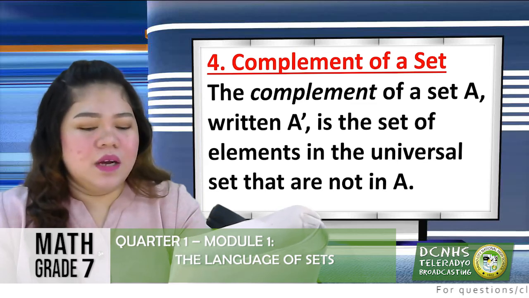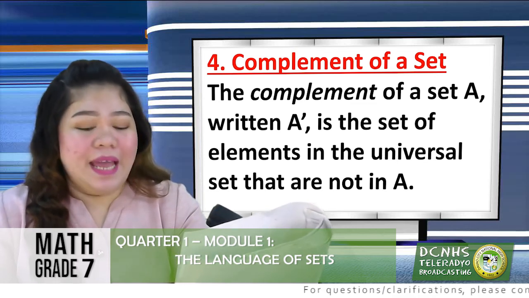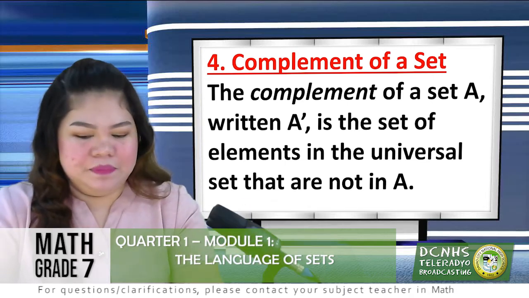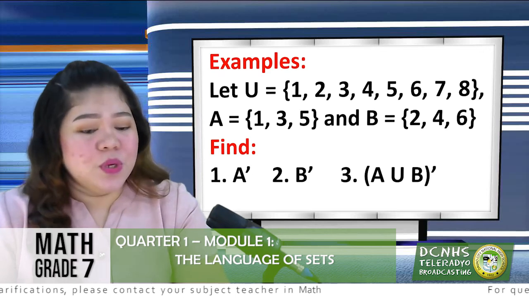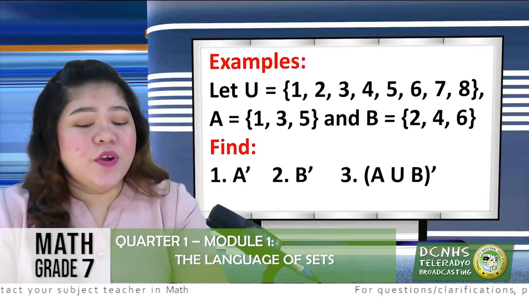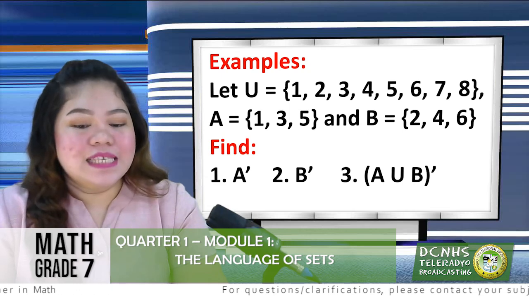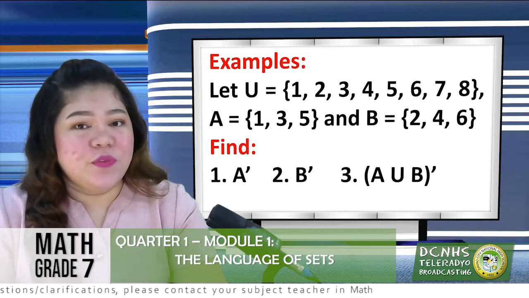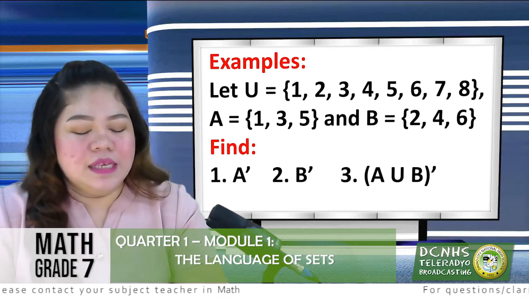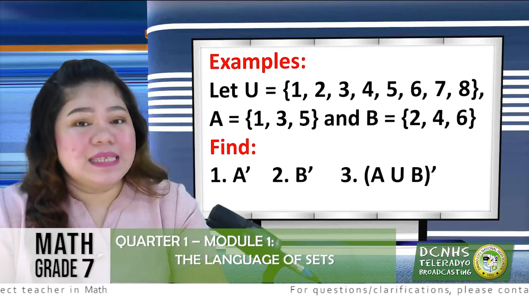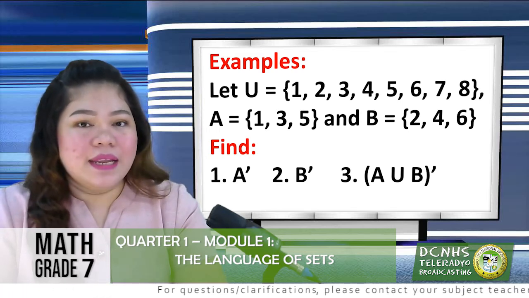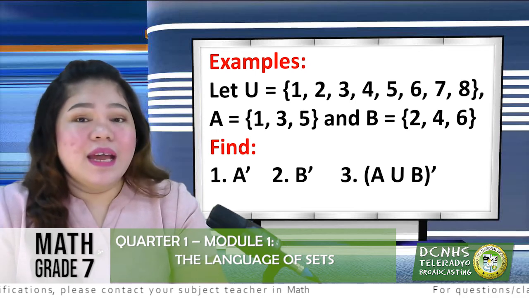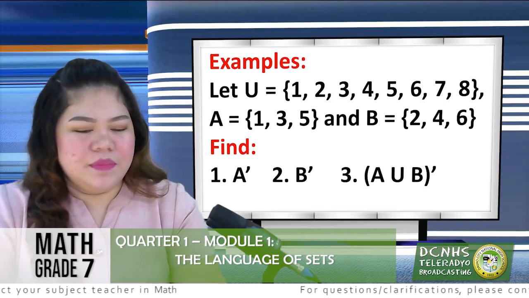Complement of a set. The complement of set A, written A complement, is a set of elements in the universal set that are not in A. Examples. Let U be the set of 1, 2, 3, 4, 5, 6, 7, 8, and A be the set of 1, 3, 5, and B is equal to the set of 2, 4, 6. Find number 1, A complement, number 2, B complement, number 3, A union B complement.